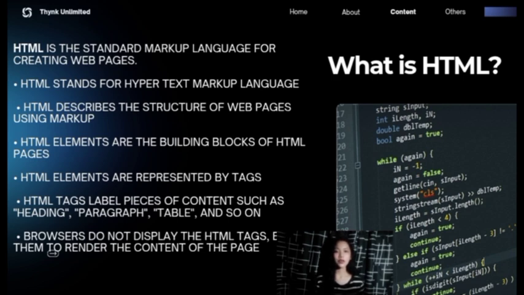HTML uses special labels called tags to mark different parts of a page, like headings, paragraphs, and tables. These tags aren't visible on the actual website. They just help the browser understand how to structure and show the content.